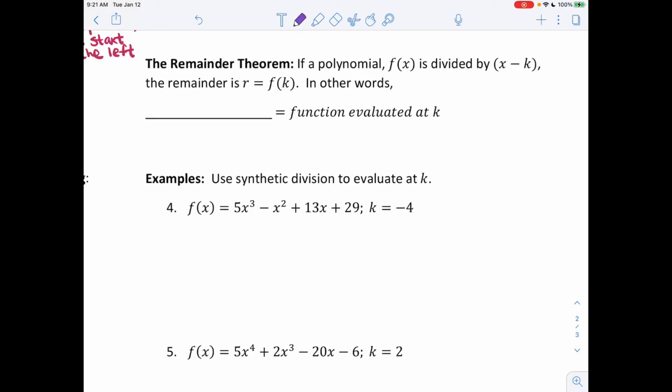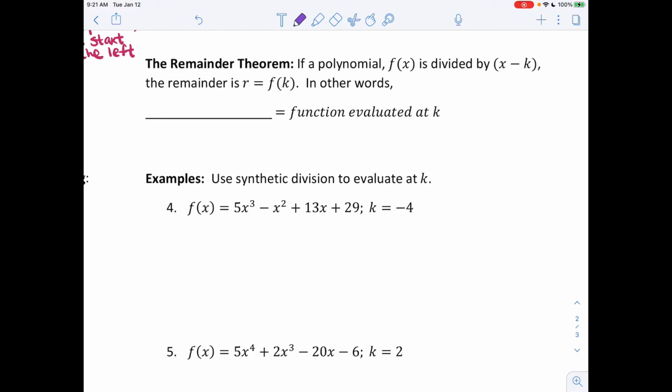The last thing that we're going to talk about today is the remainder theorem. And this is a way to evaluate a function at a given value without having to just take that x value and plug it in everywhere that we see x and solve for y, like we did in the last lesson when we were graphing.